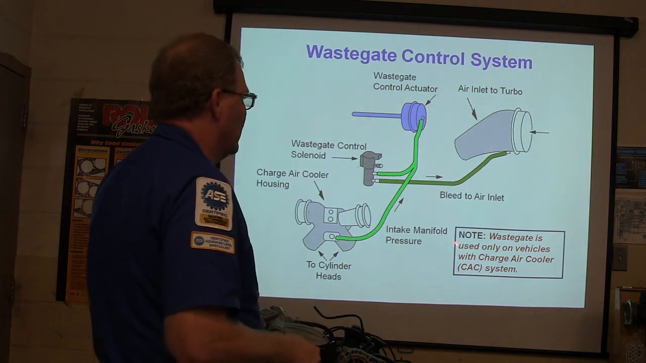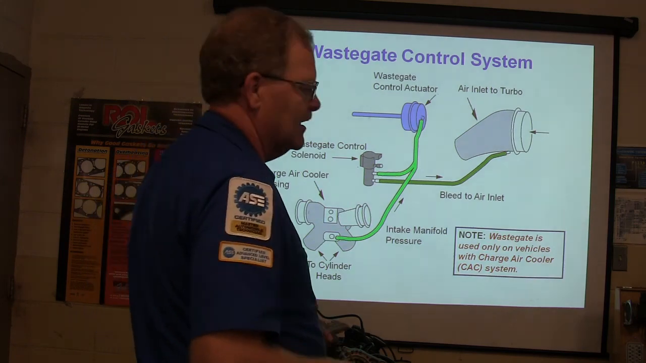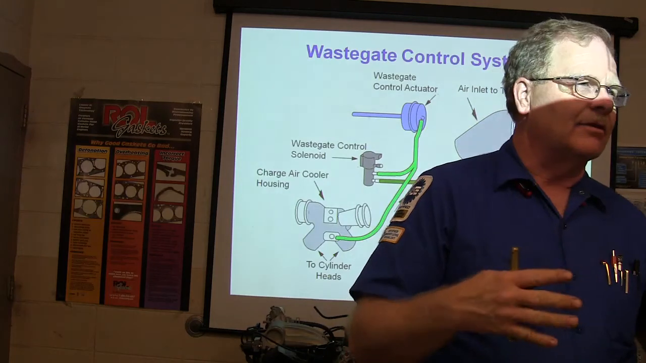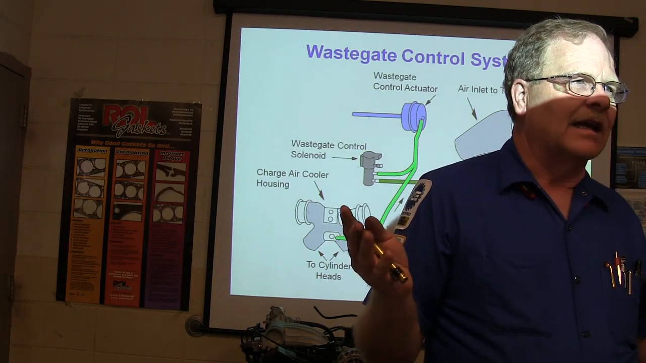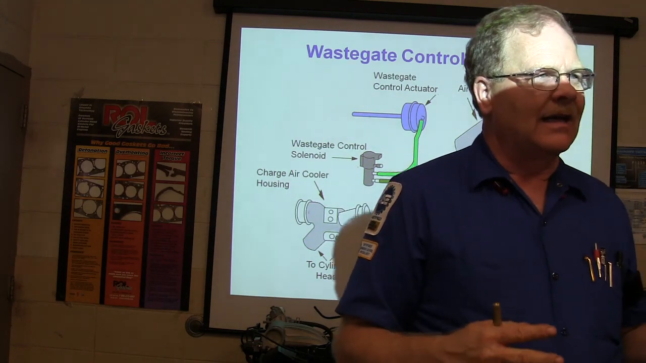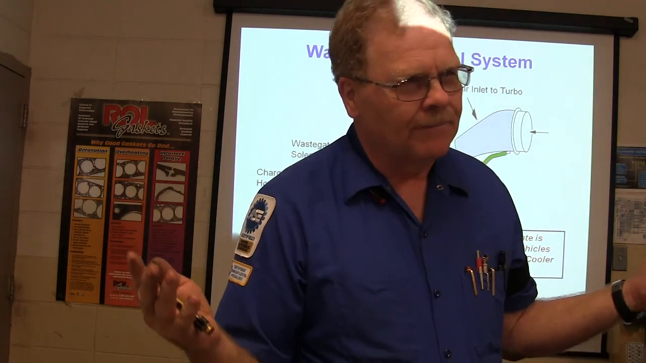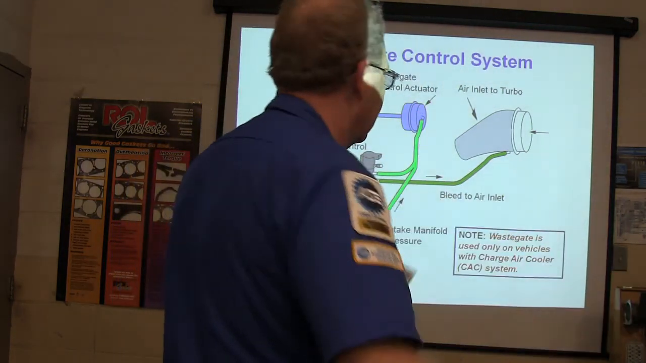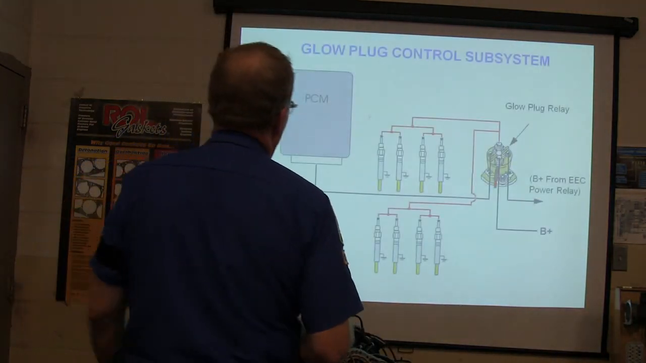A wastegate is only used on vehicles with a charge air cooler system because if you overboost one that doesn't have a charge air cooler, there's nothing that it can blow anyway. That charge air cooler has got these big pipes and all that, and it can actually bust the charge air cooler because it's got that big old thing, looks like a big old radiator that these big hoses go down there to. They just stuff all kinds of stuff in there.